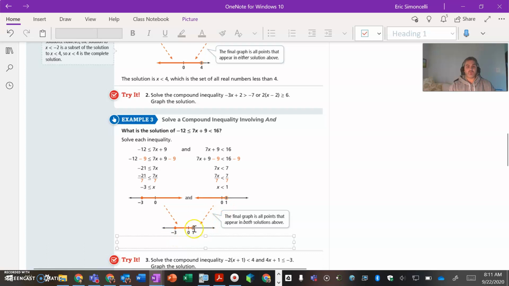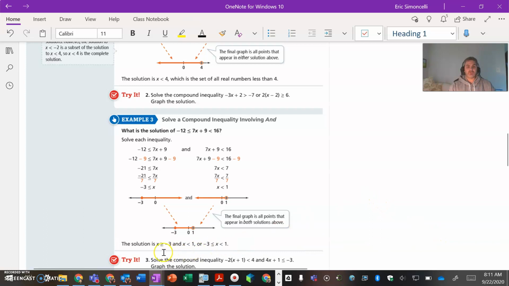Here's an open circle at 1, graph to the left. The final graph is all points that appear in both solutions, and the word "both" again implies that, as an "and" statement should speak to, everything is included here. The final answer, obviously, as it comes together, ends up looking like this.